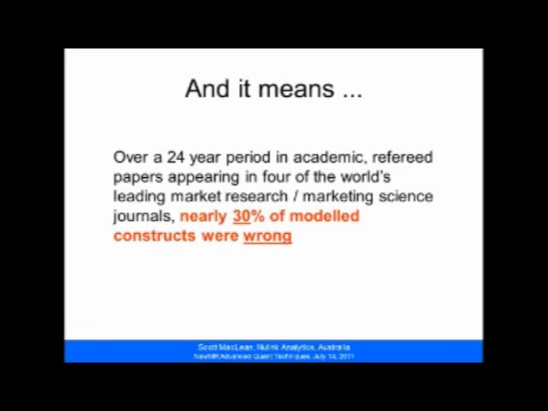wrong. So you could say that if in academic refereed papers experts, academic writers, were getting it wrong, then it puts a very severe onus on us as market researchers, because we're probably as likely to get it wrong as the academic community. Or to put it more positively, we're as likely to get it right as the academic community.